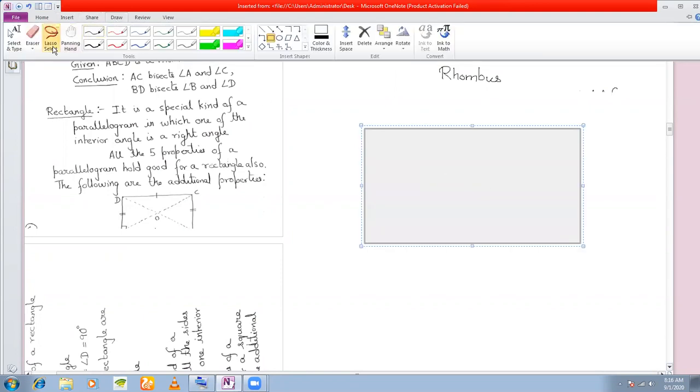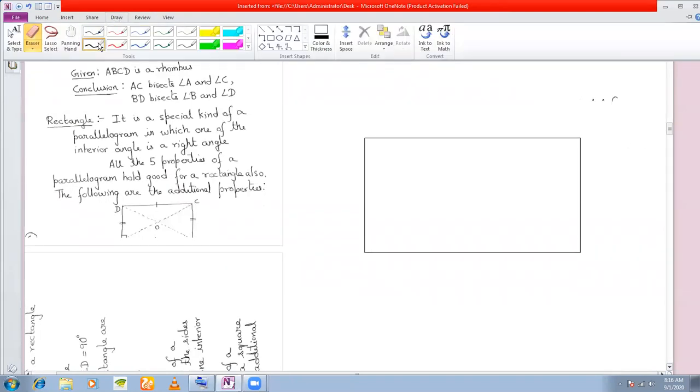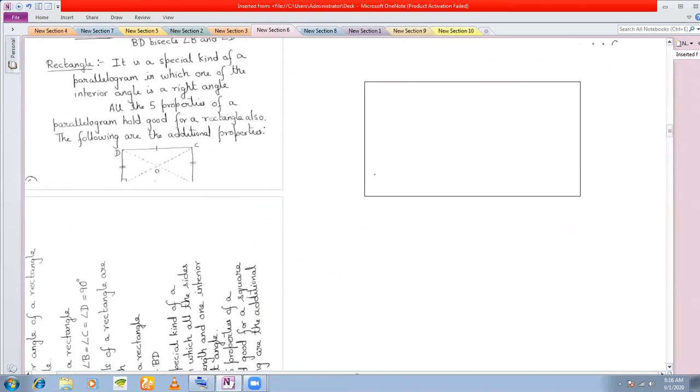A rectangle is a parallelogram. See, this is our parallelogram ABCD. What is a parallelogram? In which two opposite sides are parallel. So this is a parallelogram, and such that one interior angle is given. Any one interior angle is given to be 90 degrees. Then I can say it is a rectangle by definition. Okay. Given a parallelogram in which you know one angle is 90 degrees, then you can say it is a rectangle.